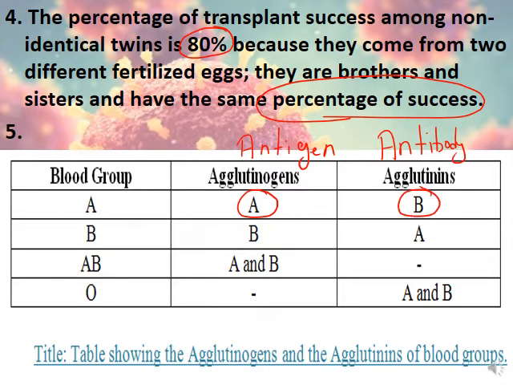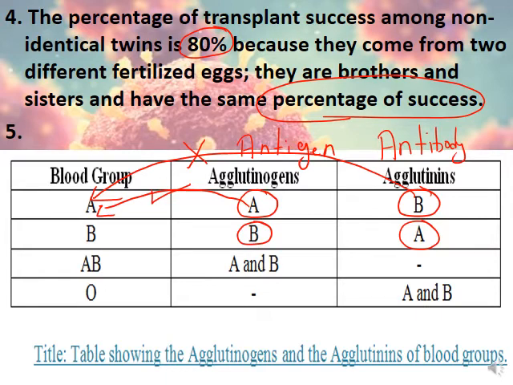Blood group B has the same antigen, so it has antigen B, while it has antibody different from B. So it's going to be A. So always the antibody is opposite. Here, B and A are opposite, while antigens are the same. So always the antigens are similar to the blood group, while antibodies are the opposite.